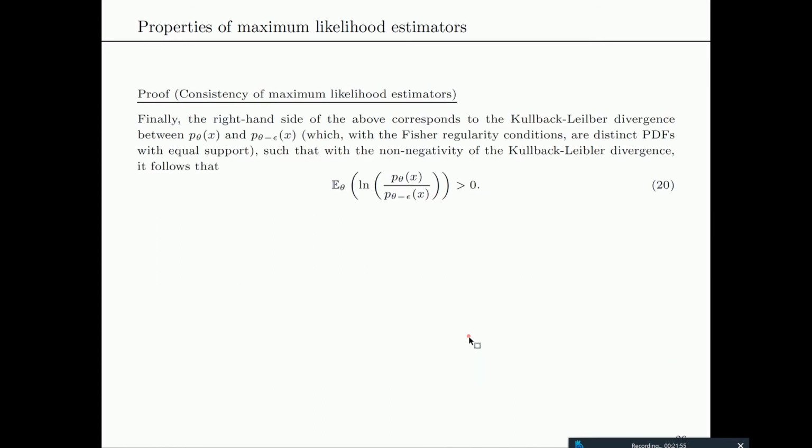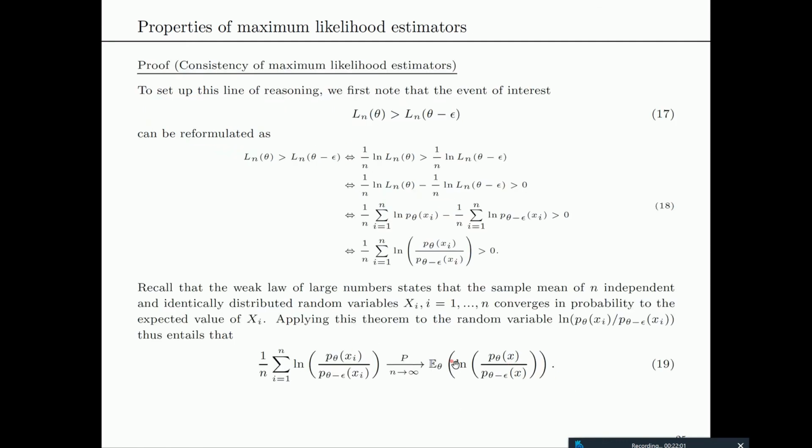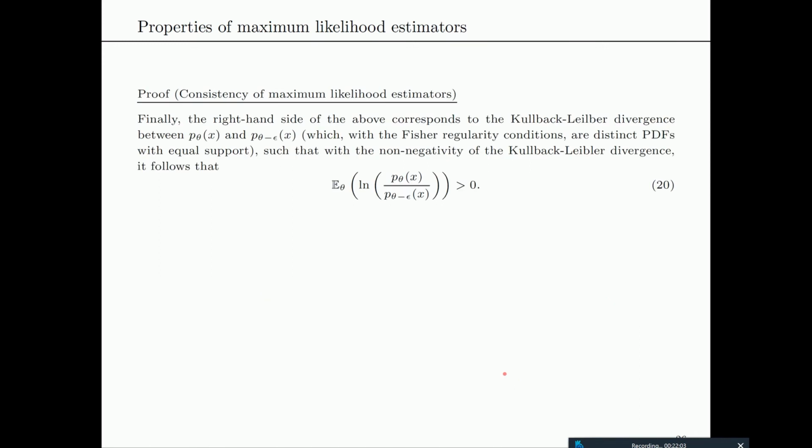And the reformulation has another property, namely that this term here, if you look at the expected value of it, this is just the Kullback-Leibler divergence between p theta x and p theta minus epsilon x. So if you write this out, you see that this is just the KL divergence, and KL divergence is just defined as the expected value of this divided by this.